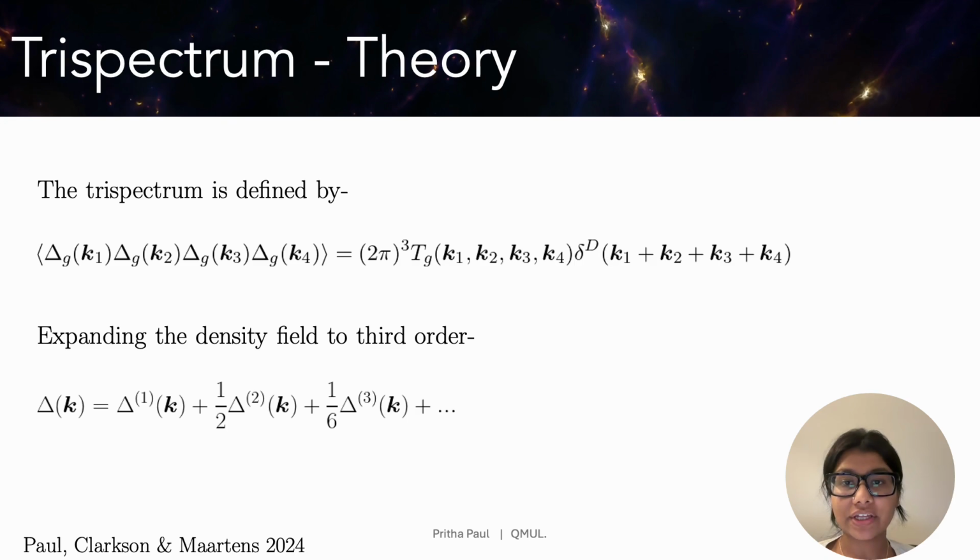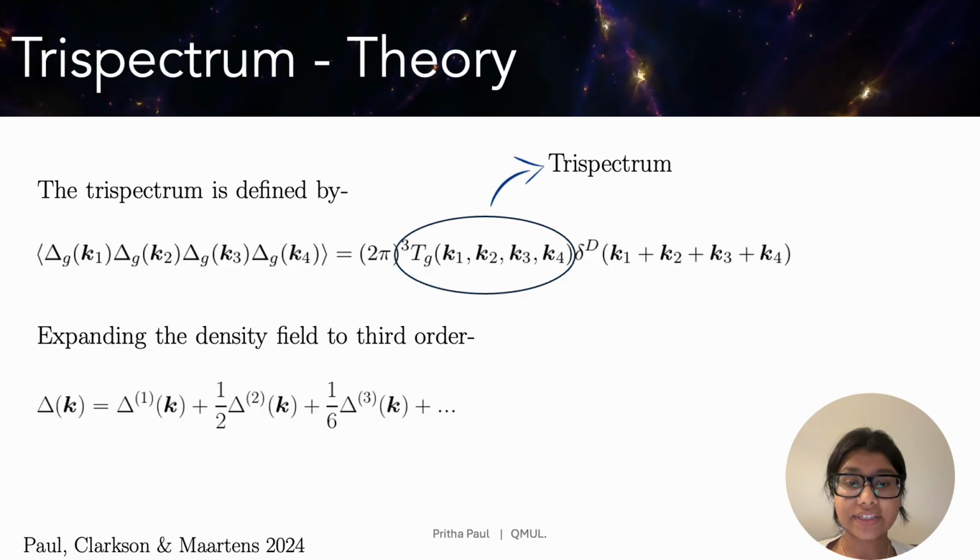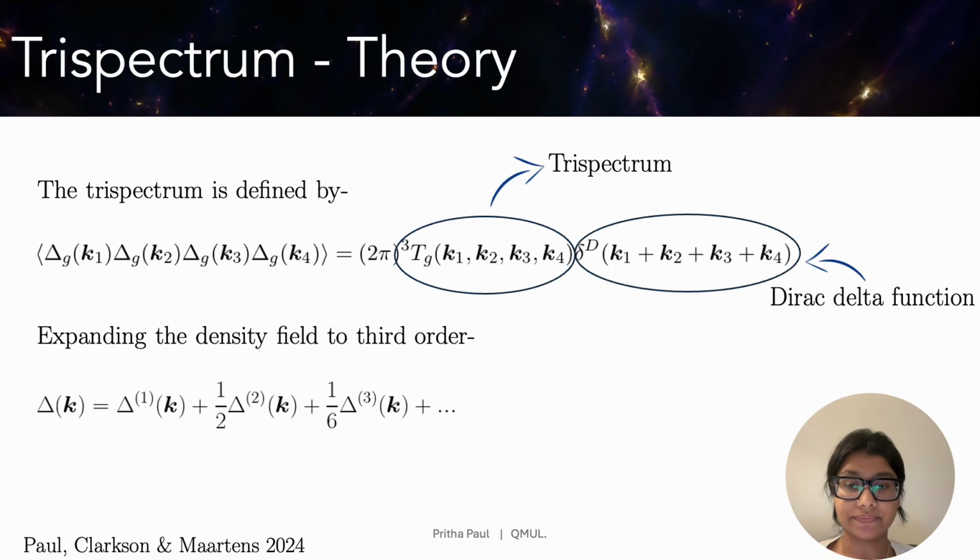We will now have the theoretical setup for the trispectrum. We can construct the trispectrum by correlating four density fields. In this case, we have delta_g of k1, k2, k3, and k4, where g represents the delta in redshift space. This gives us the trispectrum and the Dirac delta function, which imposes homogeneity.